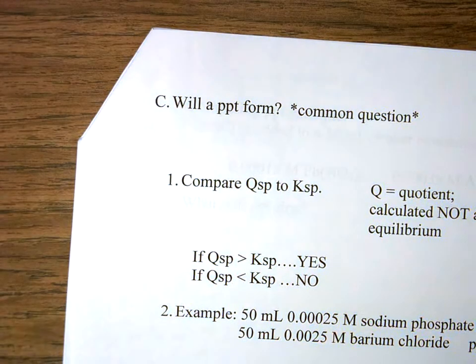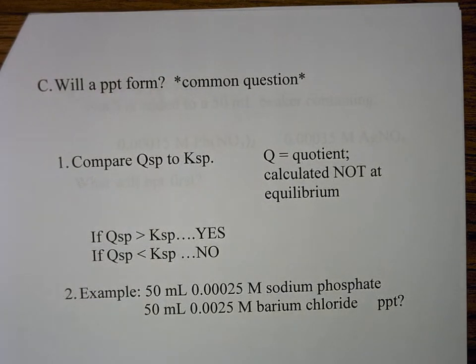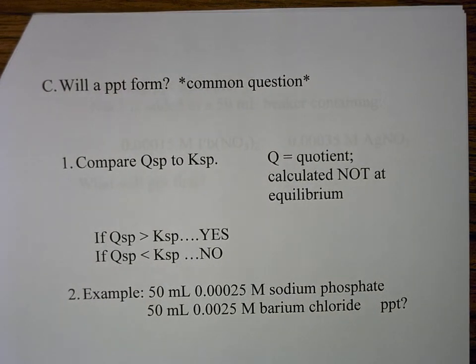Okay, so here's a very common question. A very common AP question is, here are 2 solutions. I am going to mix them together. Is there going to be a precipitate that forms based on the concentrations of what you're given? So Q is coming back. Do you remember Q? Reaction quotient. Yes, this is a reaction quotient.